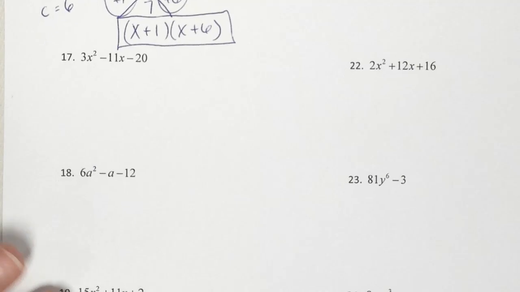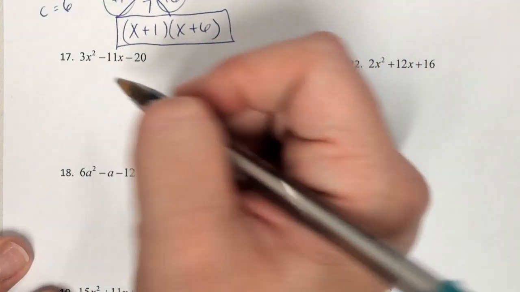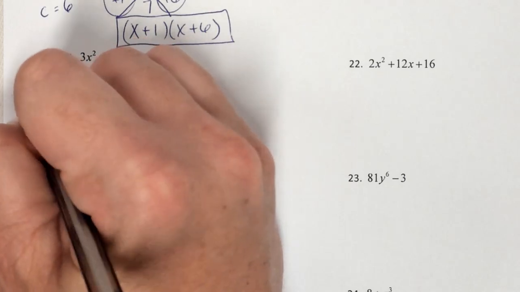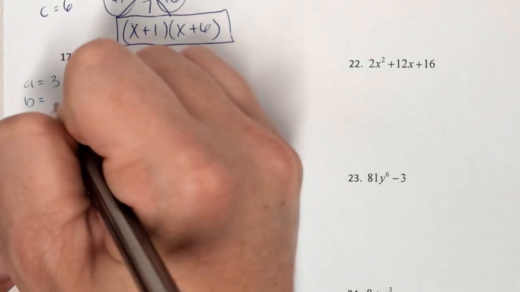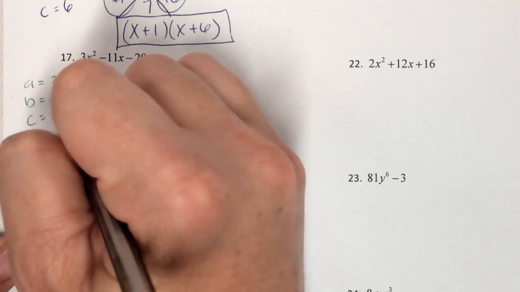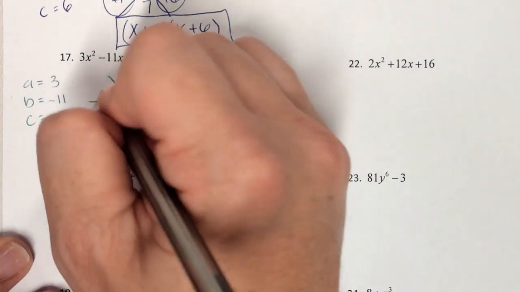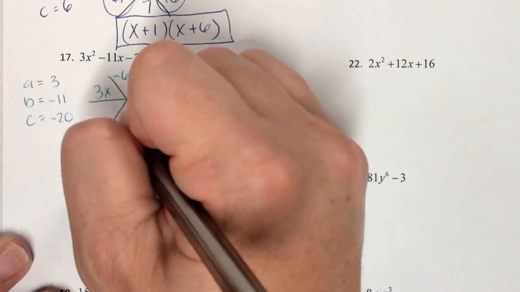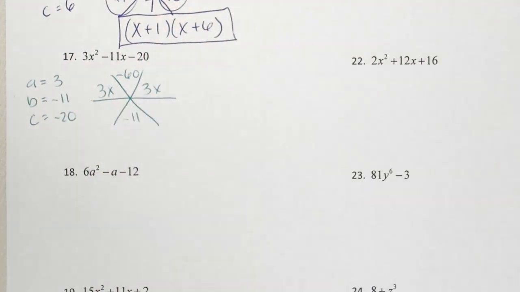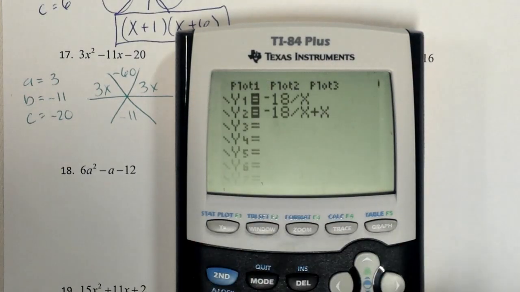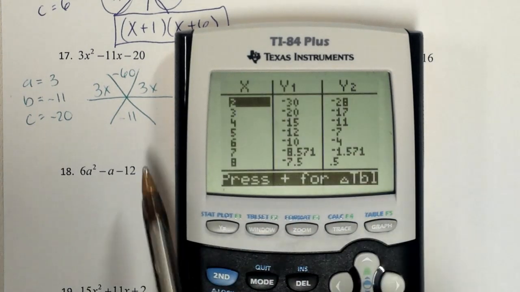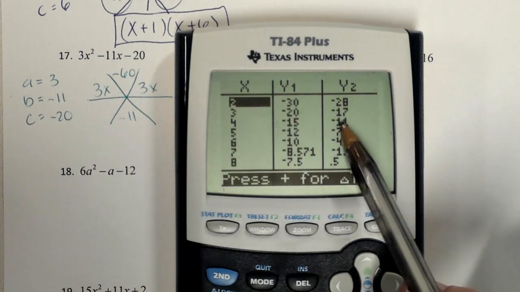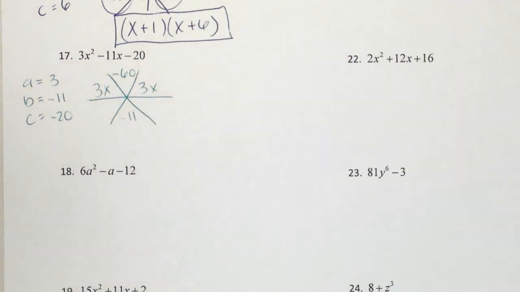Okay, number 17, again, there is no GCF. 3 does not go into 11, so right away we know we're good, because 3 is prime. Negative 11 is B, negative 20 is C. A is 3, so 3x, 3x. 3 times negative 20 is negative 60. B is negative 11. Now, if you struggle with this, remember you can do the calculator trick. So top number, negative 60, divide x plus x. And you go to your table and you look for your bottom number, B, in y2. So there's my negative 11. So it's negative 15, positive 4.